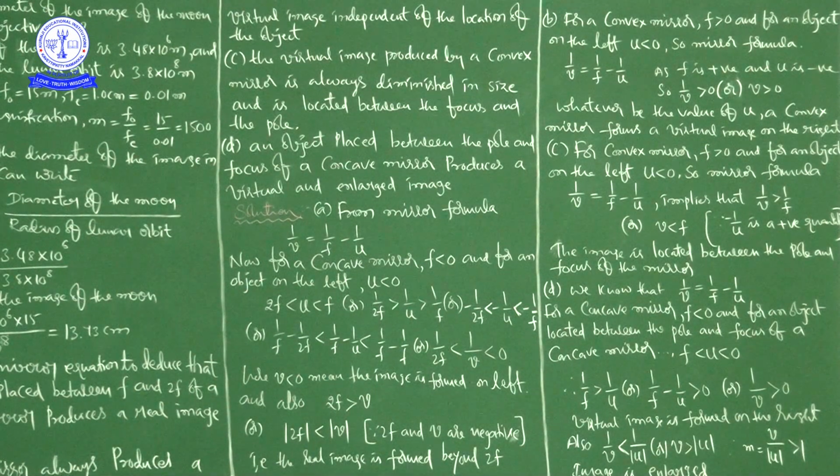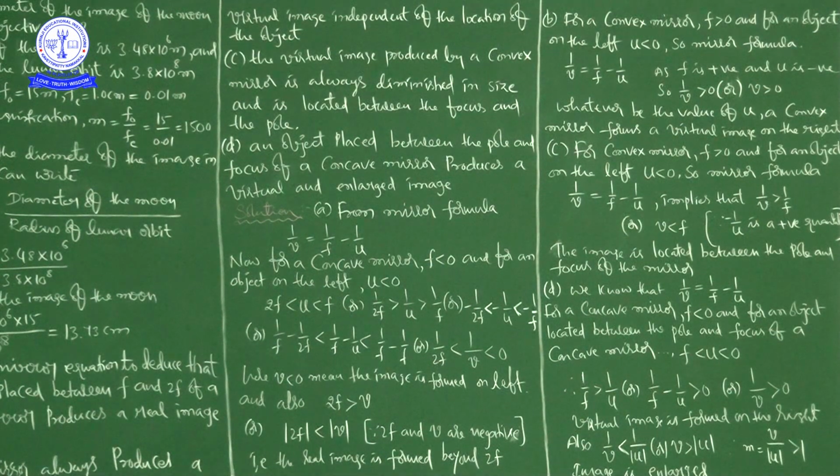Based on these two things, v is less than 0 and 2f is greater than v, you can conclude, and keep in mind the ray diagrams in the case of a concave mirror. So when an object is placed between small f and 2 small f of a concave mirror, it produces a real image beyond 2f. He is repeating: 2f and v are negative, that is, the real image is found beyond 2f.